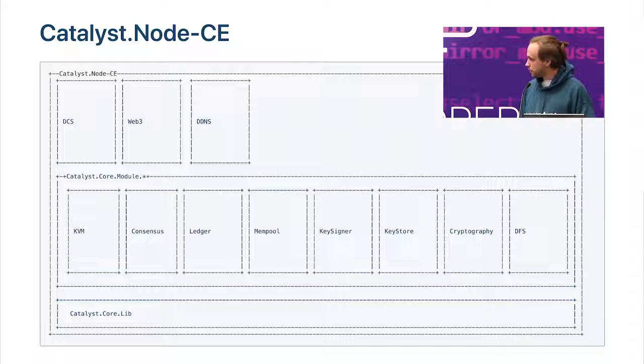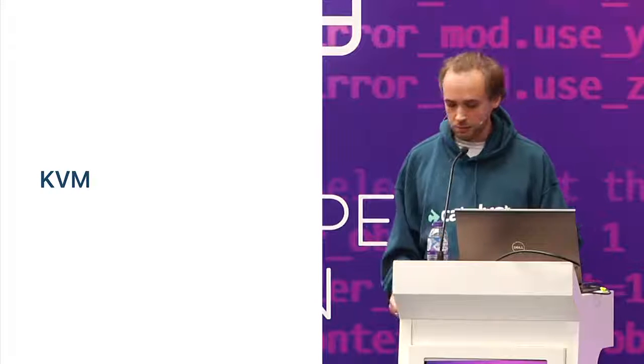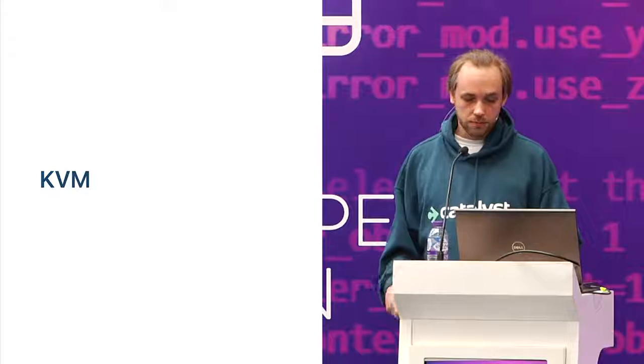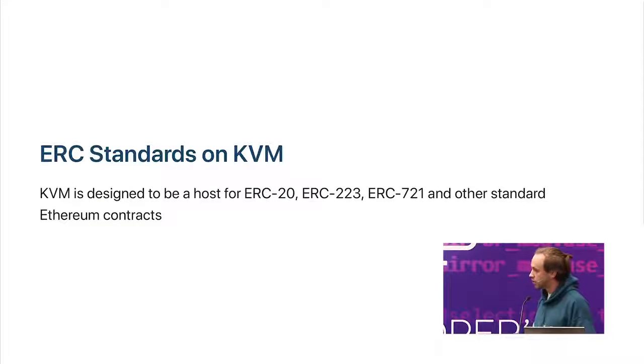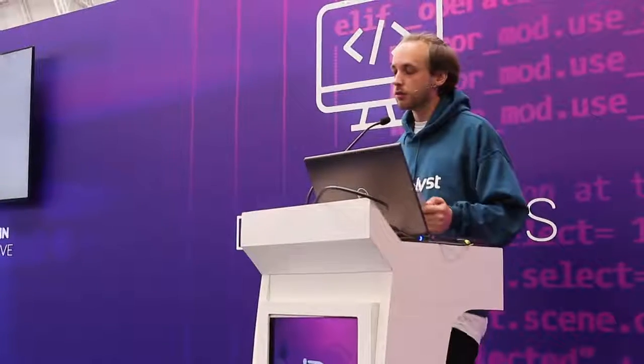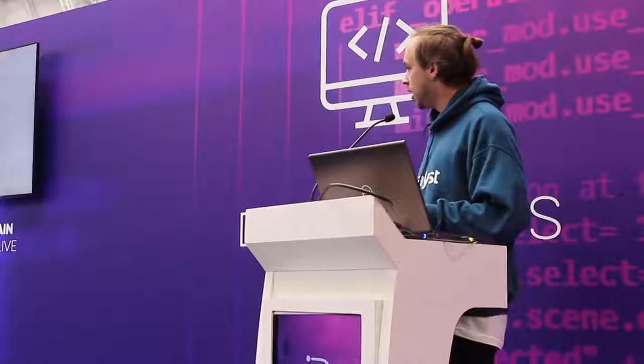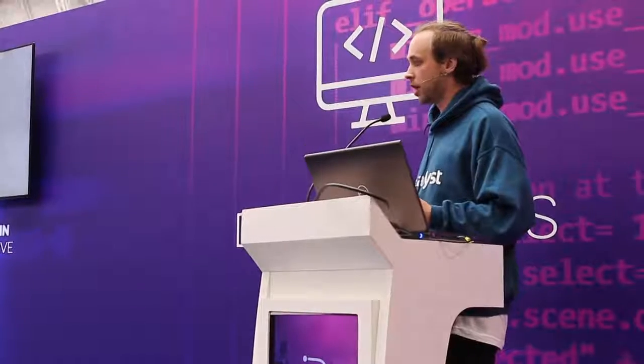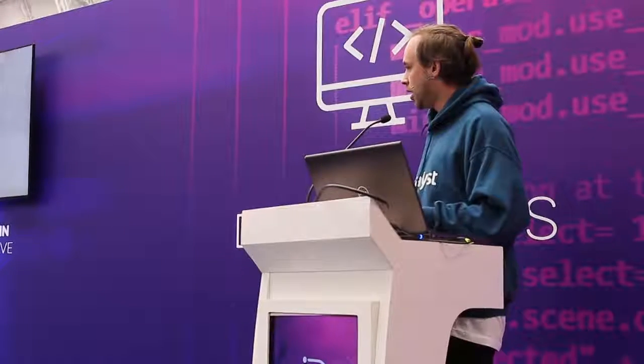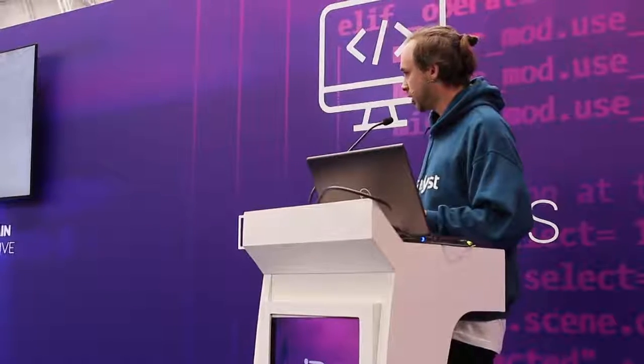So I've talked about KVM quite a bit. KVM is the Catalyst virtual machine. We're working with a company called Nethermind in London. I don't know if people have heard of these. Nethermind are an Ethereum client, essentially an Ethereum studio. They've got one of the fastest syncing clients, built in .NET Core again.